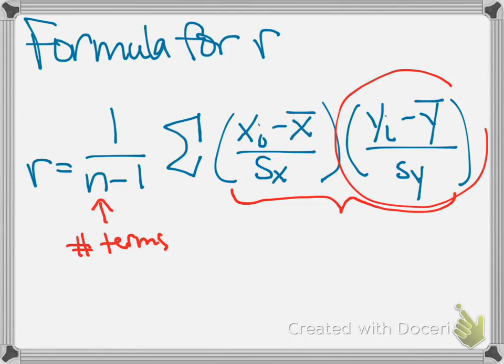And then over here with the y's, the second factor has exactly the same form. It's just saying take each of your y values, subtract off the mean, and then divide by the standard deviation of y. So you do that for each of your pairs. So for each point, you're going to have an x value paired with a y value. You find essentially its z-score, multiply those two things together, and then you add them up for all of your points, and then divide by n minus 1, and that gives you your r value.